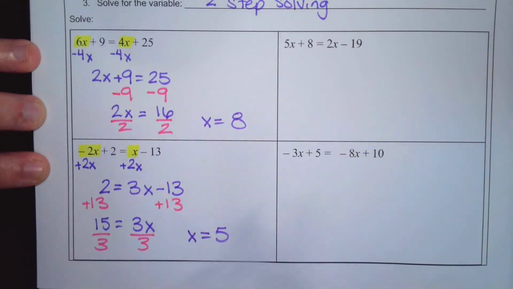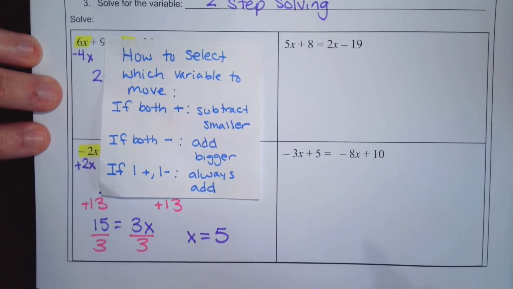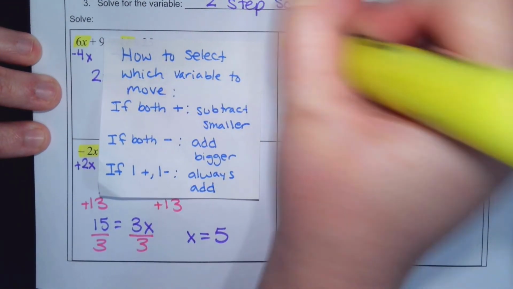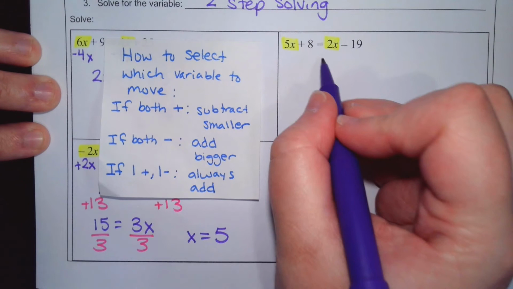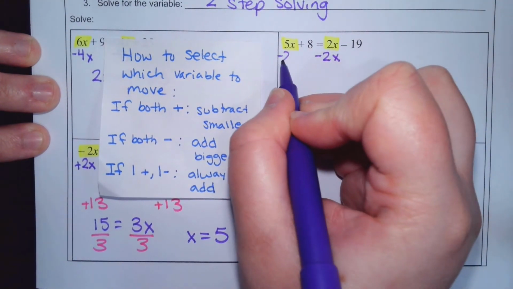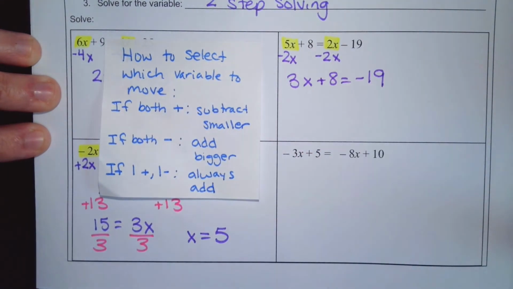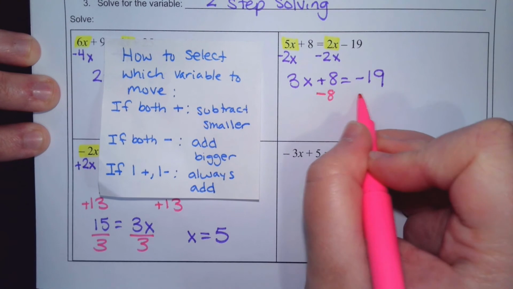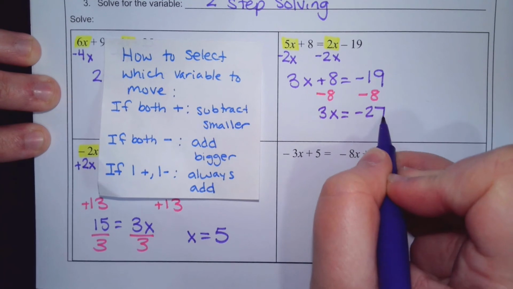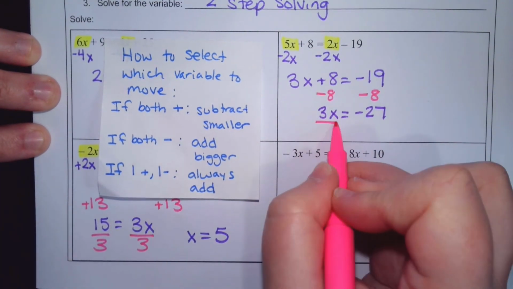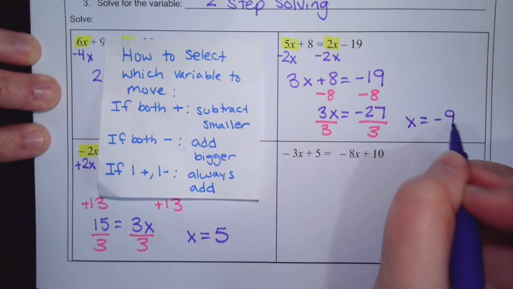All right, we're now going to do these 2 on this side. 5x plus 8 is equal to 2x minus 19. So we have 5x and 2x. Both are positive, so we subtract the smaller, which is going to be 2x. 3x plus 8 is equal to negative 19. So now we subtract 8. 3x is equal to negative 27, divided by 3, and we get x is equal to negative 9.